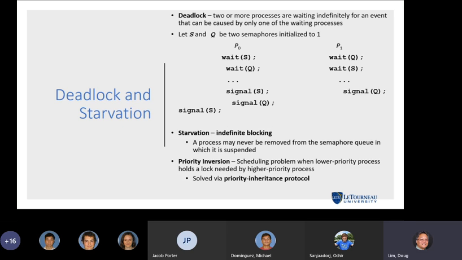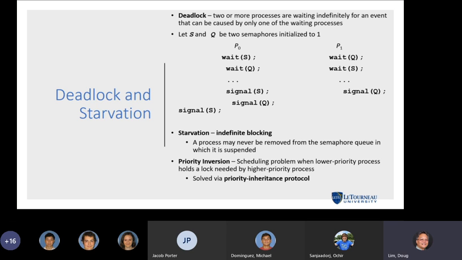Okay, deadlock is sometimes referred to as a deadly embrace. A deadlock-free solution can still result in starvation. So you can still have a situation where you've solved the deadlock problem, but starvation, or basically a process may indefinitely wait, is still a possibility.